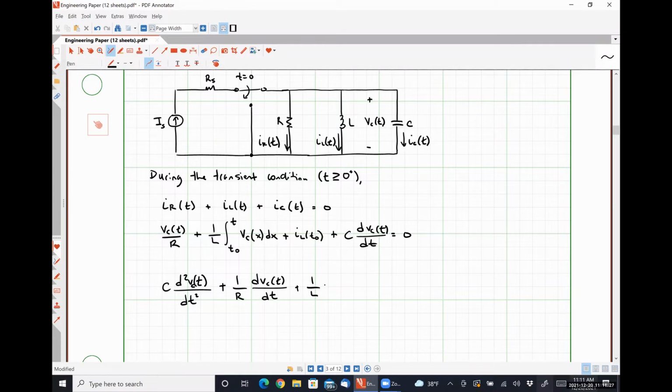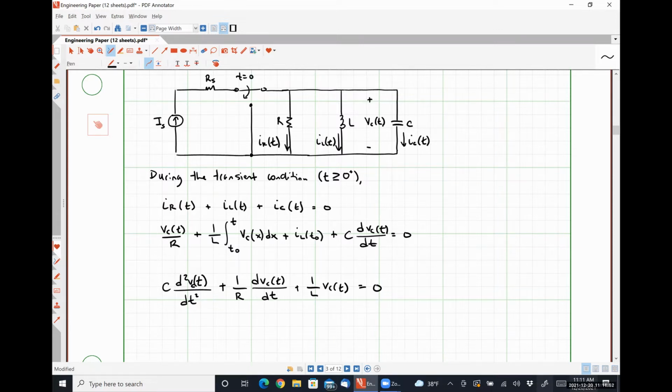L times my capacitor voltage. And when I take the derivative of IL at T naught, that's just a constant. So I take the derivative of a constant, I get 0. And so I have a homogeneous, because it equals 0, second order differential equation.